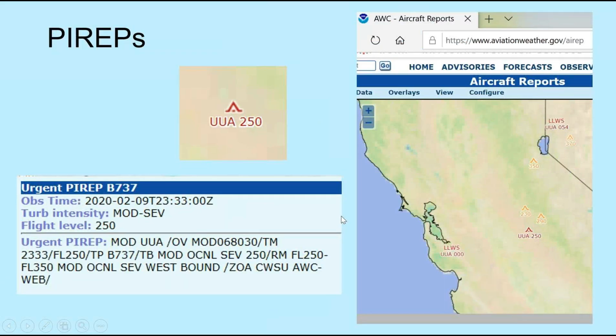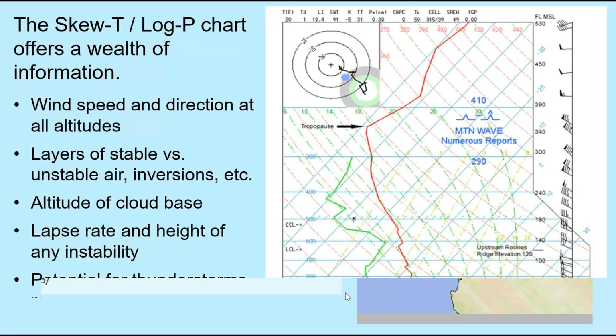PIREP, we talked about PIREPs times today. There was one submitted by a 737 that was crossing over the Sierras westbound. They reported this about the time they got to Modesto, and they had encountered moderate, occasional severe turbulence up to 25,000 feet. That was a day when they had some pretty good lenticulars on the Owens Valley, and the soaring pilots were enjoying flights at 20,000 and higher.